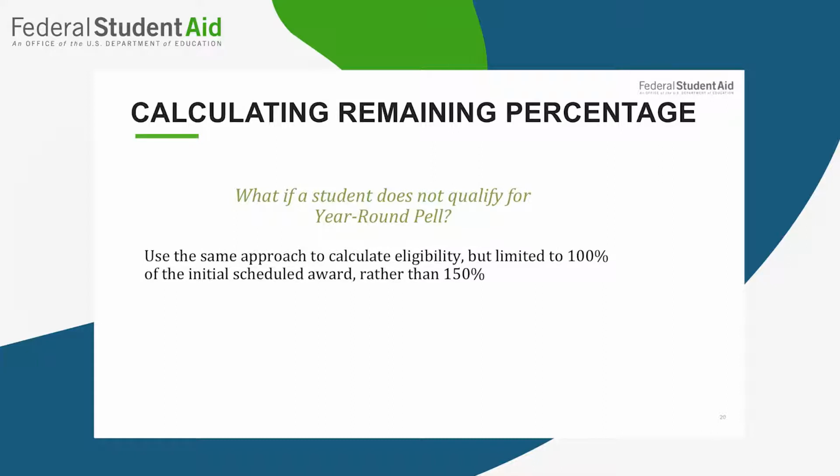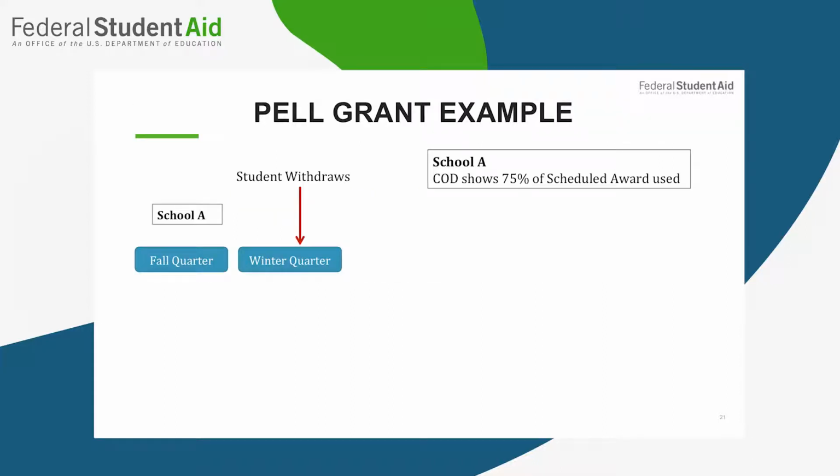Here's an example. We have a student who went to School A, which happens to be a quarter school, meaning their academic calendar is on the quarter system. The student attends the fall quarter there. Student probably receives a third of their Pell, or 33%. Then the student attends the winter quarter, and then the student withdraws from School A. No problem. This happens every day. The student withdraws. School A updates the NSLDS and updates the Common Origination and Disbursement System to show the student received or used 75% of their scheduled award.